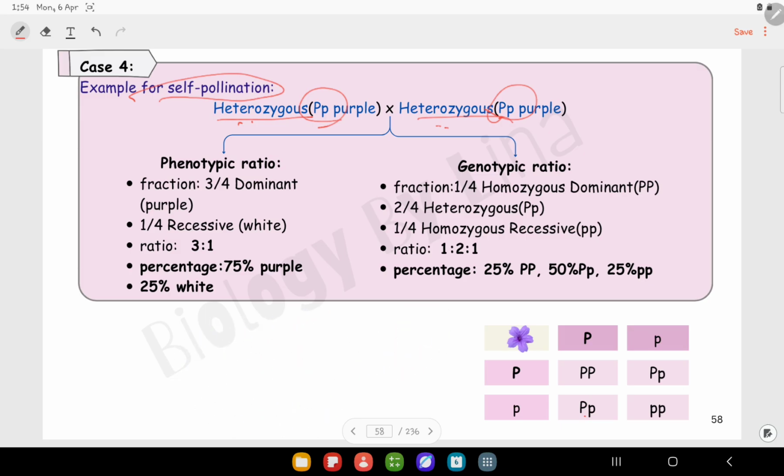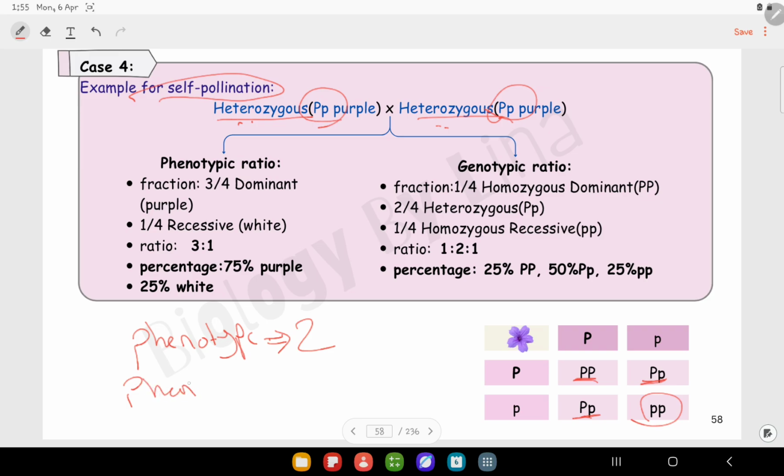Now let's talk about the different phenotypes. First, how many different phenotypes appear? This one is purple, this one is purple, and this one is also purple. And what about this one? It's white. So we get two different phenotypes: purple and white.